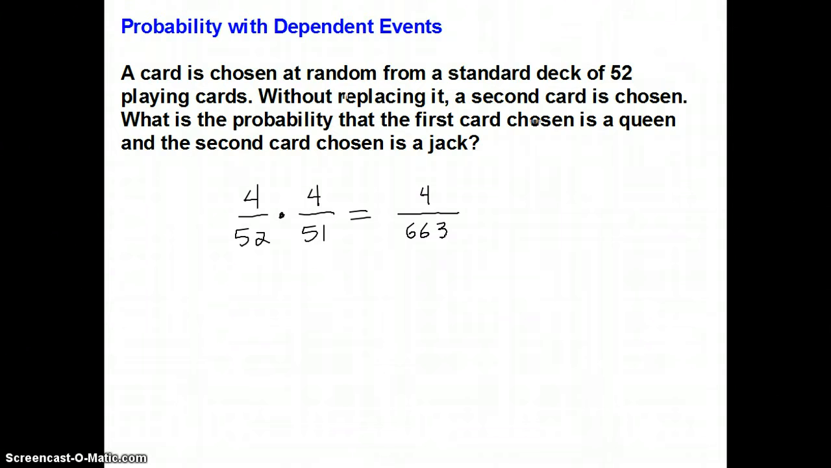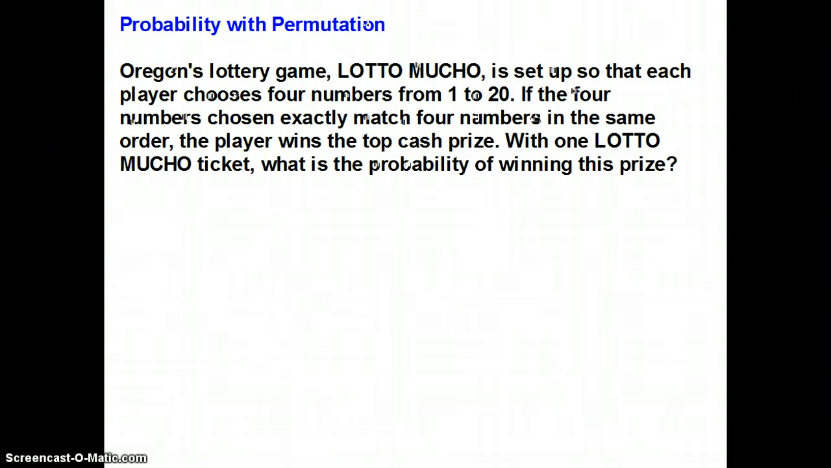Alright, let's move on. We're going to look at probability with permutation here. Oregon's lottery game Lotto Mucho is set up so that each player chooses 4 numbers 1 to 20. If the 4 numbers chosen exactly match the 4 numbers in the same order, the player wins the top cash prize. With 1 Lotto Mucho ticket, what is the probability of winning this prize?